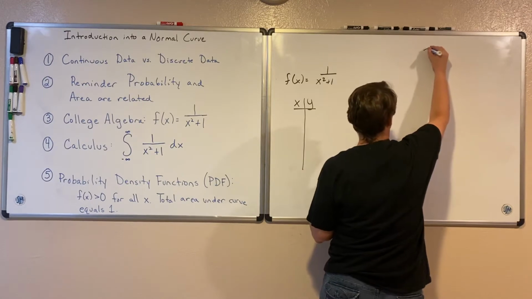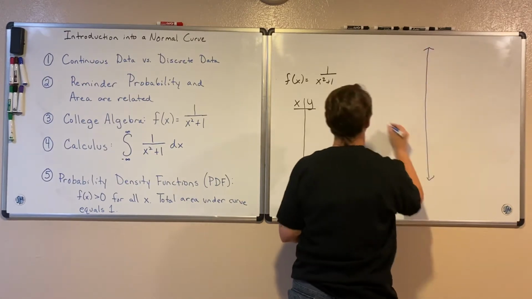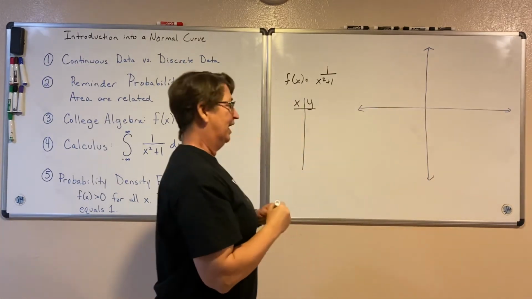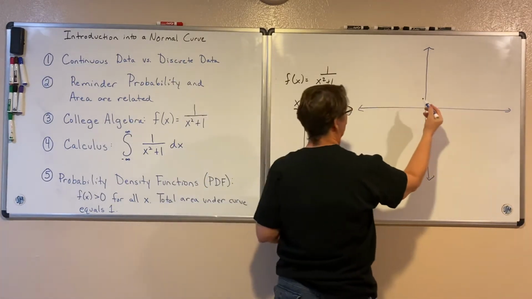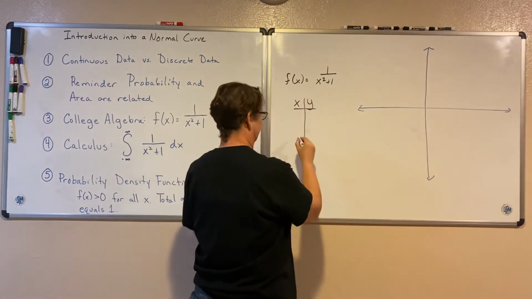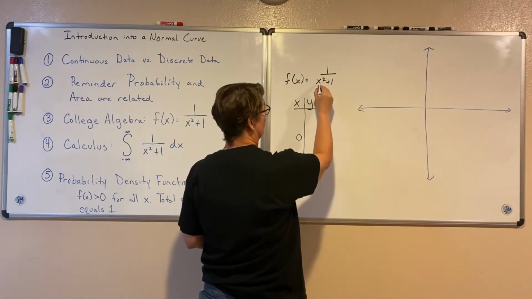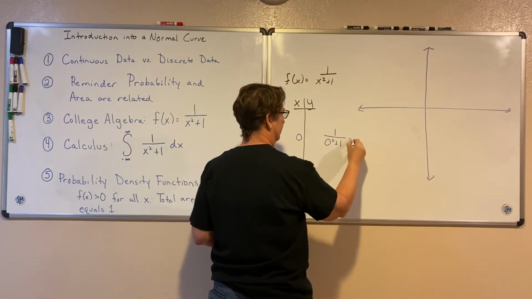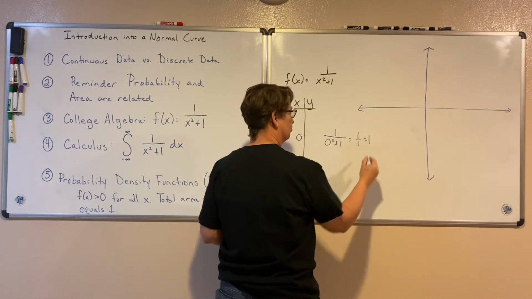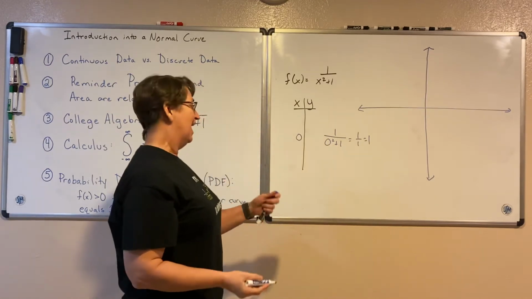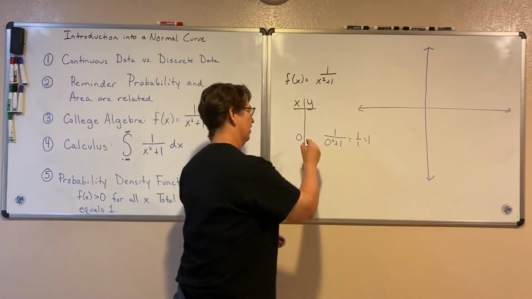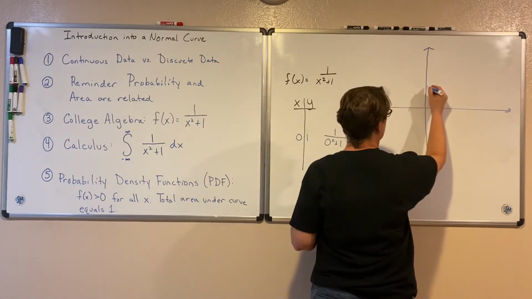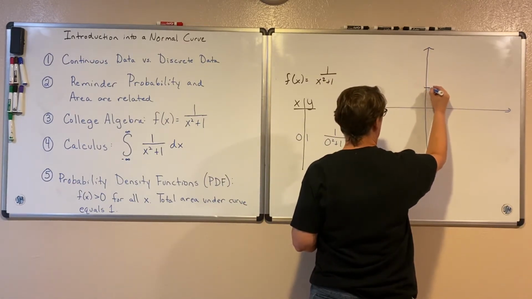So this function, when I graph it, let's start with say a 0. Let's just start at 0. If I put 0 in for x, I get 1 over 0 squared plus 1 gives me 1 over 1, which equals 1. So when I put in 0 for x, I get out 1 for y. So I know on this particular graph, there's a point at 0, 1.